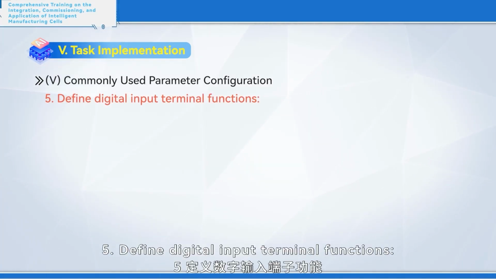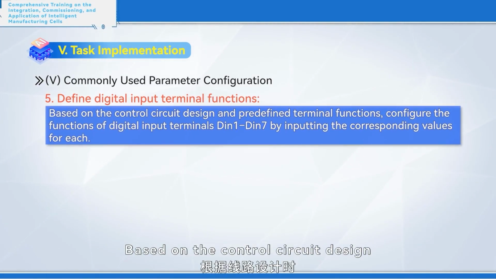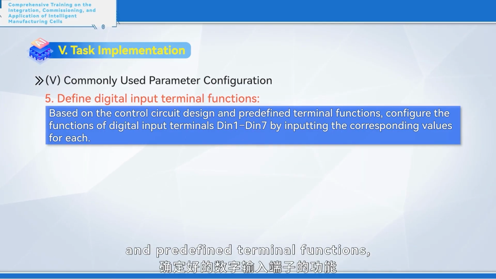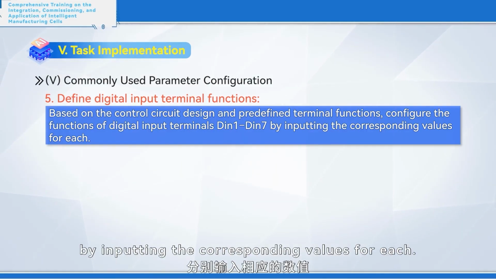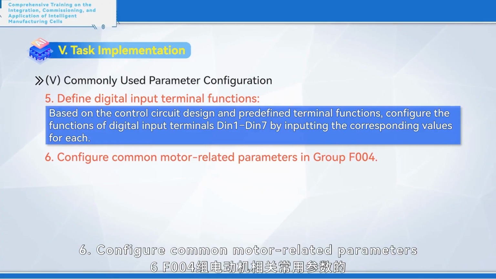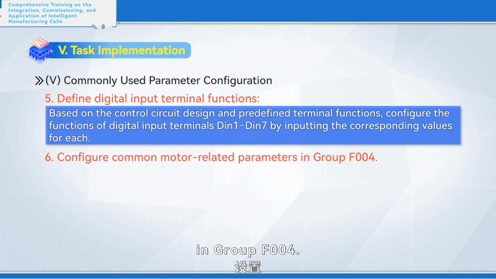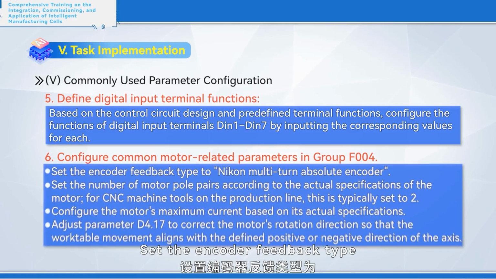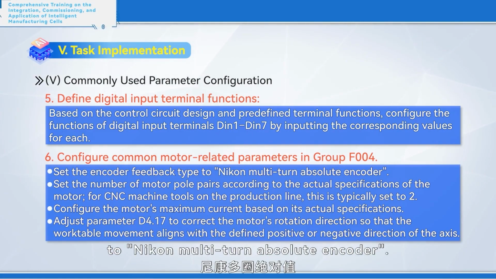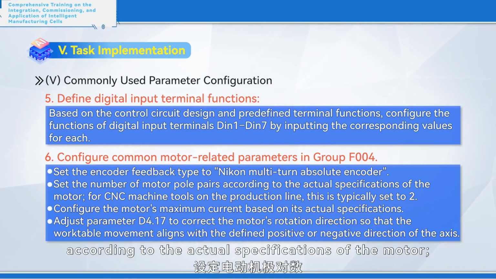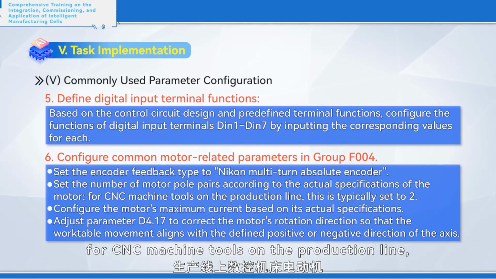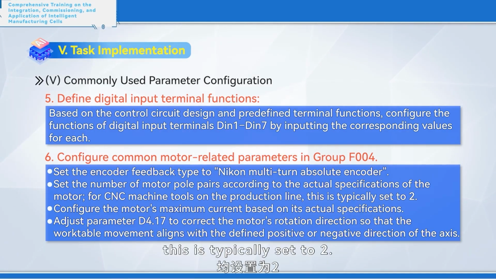5. Define digital input terminal functions. Based on the control circuit design and predefined terminal functions, configure the functions of digital input terminals DIN 1 to DIN 7 by inputting the corresponding values for each. 6. Configure common motor-related parameters in group F004. Set the encoder feedback type to Nikon multi-turn absolute encoder. Set the number of motor pole pairs according to the actual specifications of the motor. For CNC machine tools on the production line, this is typically set to 2.